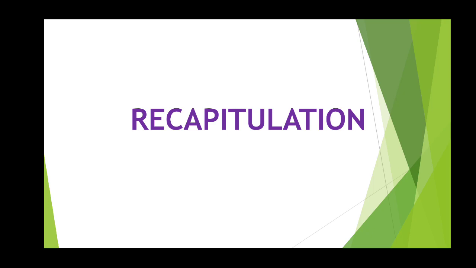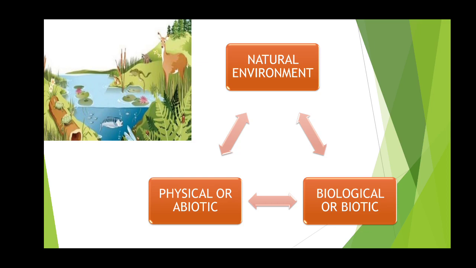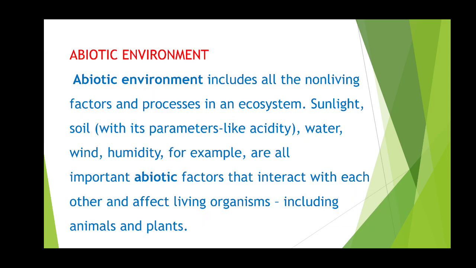And now comes the next heading, natural environment. The natural environment is classified into two categories, that is physical elements or abiotic environment and the biological elements or biotic environment. First of all, we will see about abiotic environment. The natural environment consists of living and non-living things that occur naturally on earth's surface. The abiotic environment consists of inorganic substances and non-living things that are available in the environment.